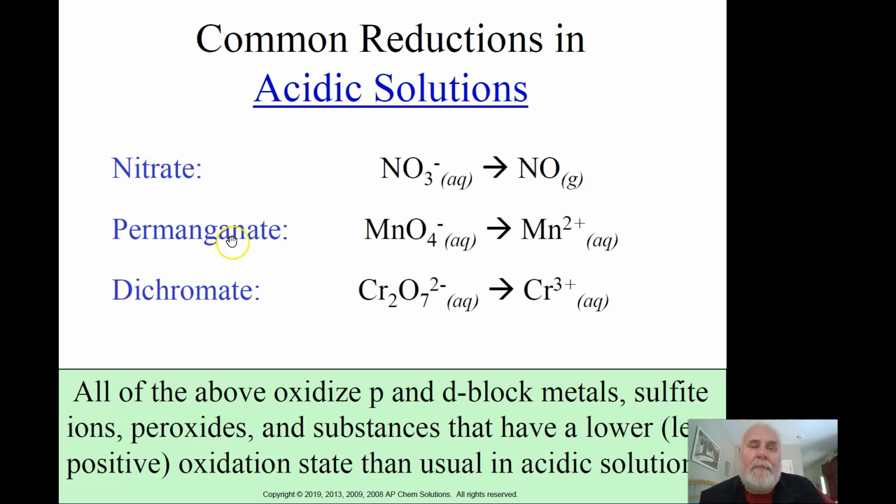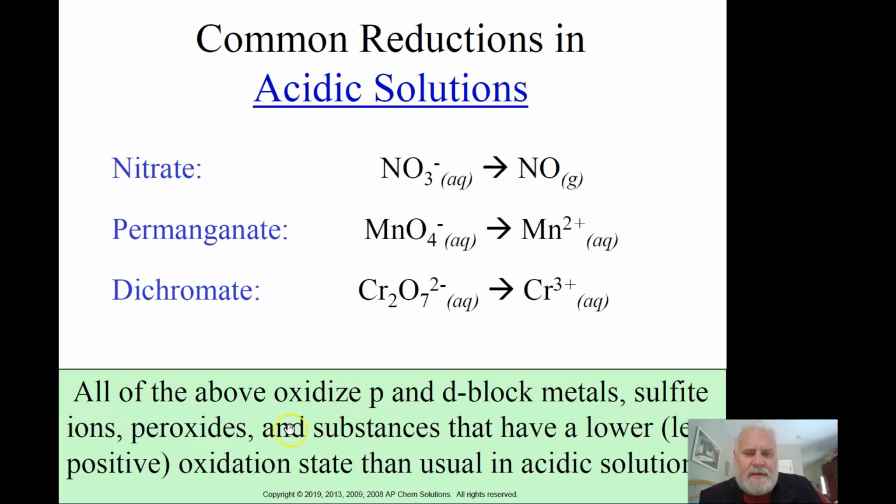So what does permanganate do? Well, permanganate goes from MnO4 to a positive 2 ion. That is if it's acidic. We're going to talk about basic next week. In a basic solution, that's a different reaction. Dichromate is one you'll see. And again, commit this to memory.